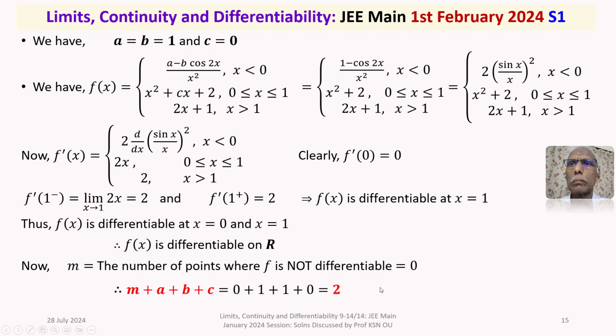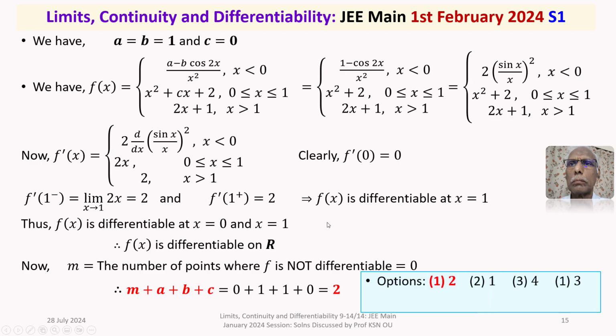So let's look at our options. The value of m plus a plus b plus c is 2, which appears against option 1. Therefore, the answer to this question is option 1. That is the detailed discussion of the solution of the given problem, and it is a little tedious, but it can be done in the examination. Right. Let's now move to the next question.